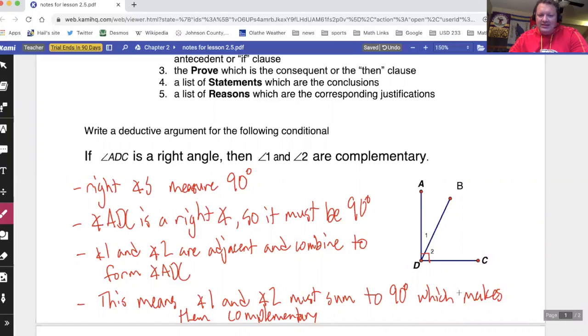Okay, the next thing I looked at was that angles 1 and 2 were adjacent angles, and together they form angle ADC. So I could have written that in a different way, like: measure of angle 1 plus measure of angle 2 is equal to the measure of angle ADC, which, by the way, we know angle ADC is 90 degrees. So then we could go to the last step. That means 1 and 2 have to sum to 90, which makes them complementary. That is our definition of complementary.